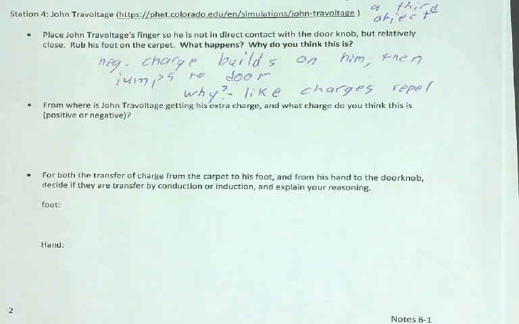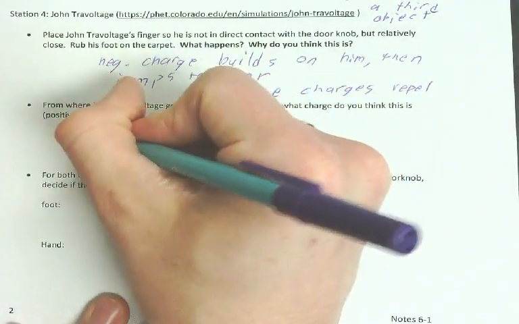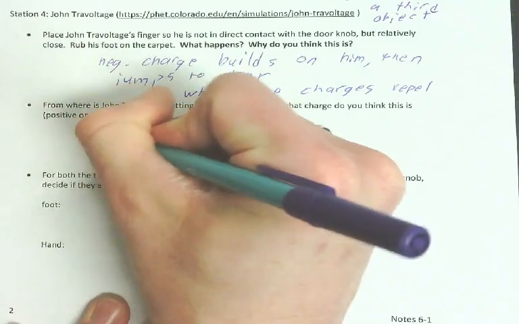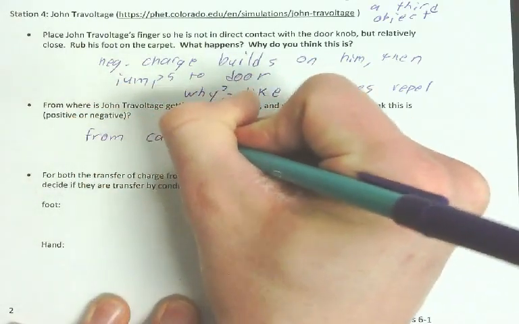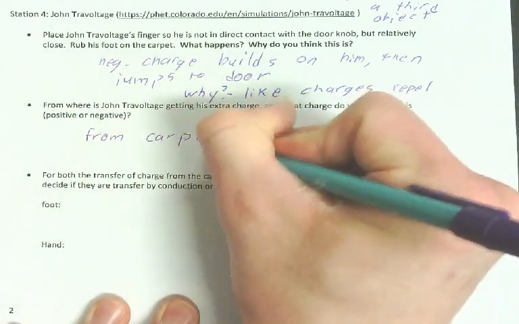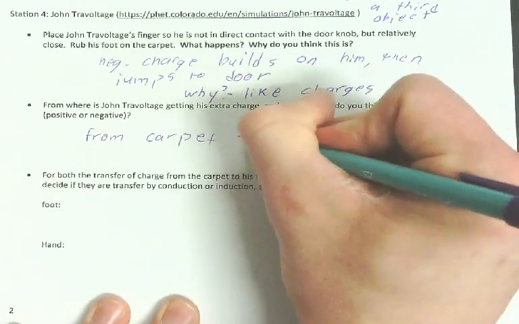Where did he get this extra charge from? Good. So where did he get it from? He got it from the carpet. And what kind of charge was it? It's negative charge.